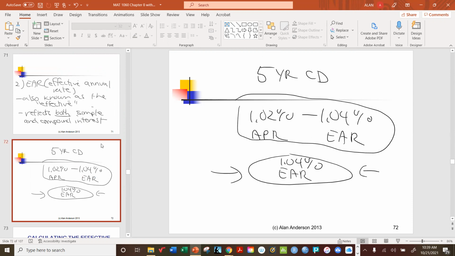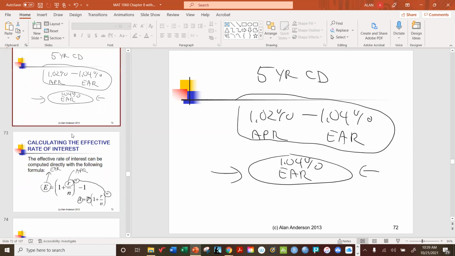With a 5-year CD, for example, if you notice, the spread between the APR and EAR is really trivial. It's really tiny because it's a very low rate of interest to start with. Okay, but having said that, the 1.04% is the amount that you're actually earning. So how do you actually go from one to the other? Well, in most cases, you'll be given the APR and then you'll be asked to calculate the EAR. The APR is the rate the bank is actually quoting you. The EAR is a consequence of that rate plus the compounding frequency.